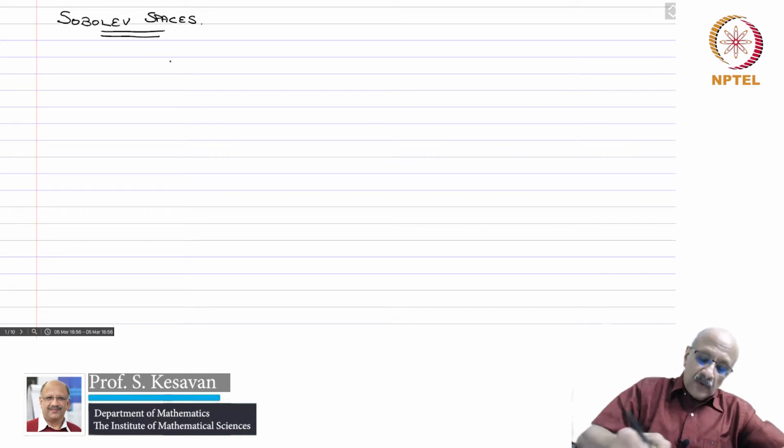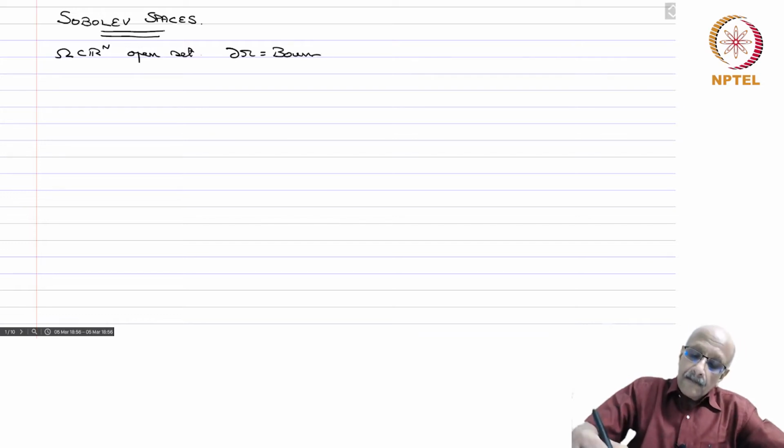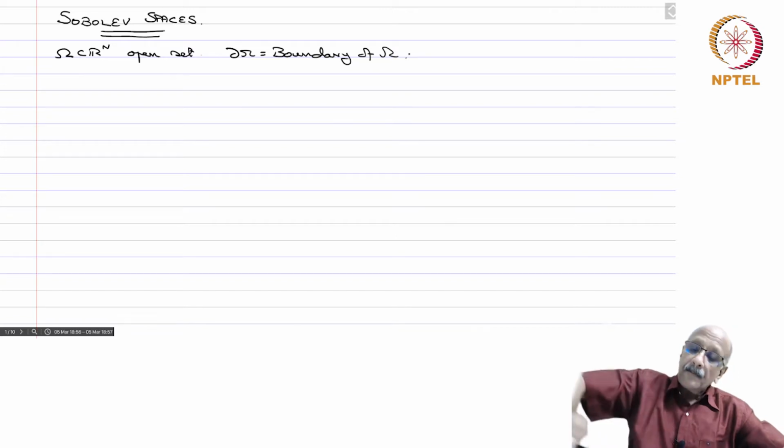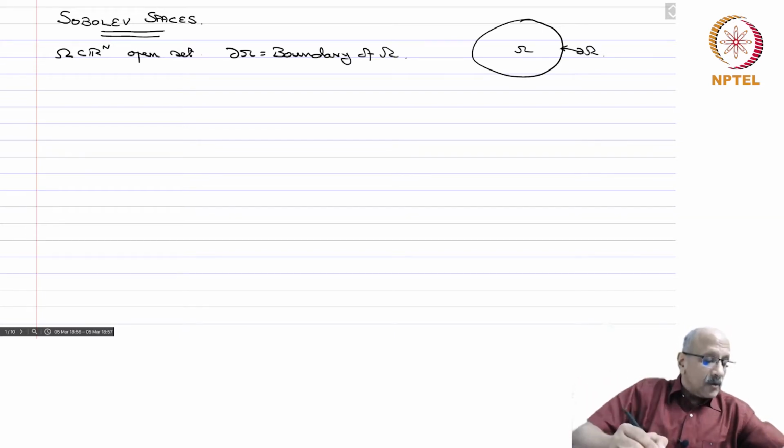Okay, so in all that follows, omega contained in Rn will be an open set, and then d omega equals boundary of omega. So, if you have, for instance, a bounded open set, so this will be omega and this will be d omega. Okay. So, definition.